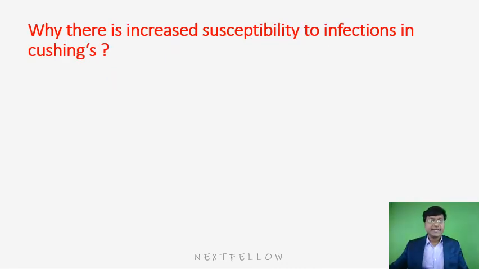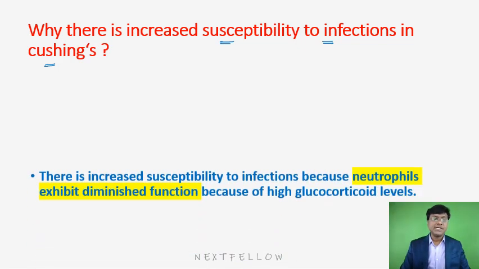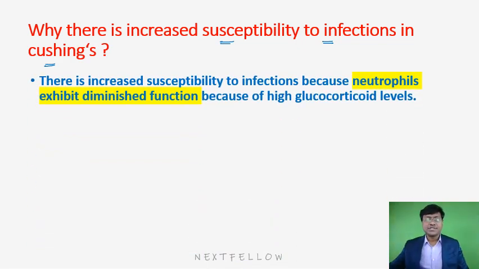Next, why is there increased susceptibility to infections in Cushing's? That is because the neutrophil levels will be reduced in patients with Cushing's. So basically, the levels will reduce in the sense that the neutrophil activity will be reduced, and that is the reason why they are prone to infections. Okay, so these are some of the important features of Cushing's and etiology of Cushing's.